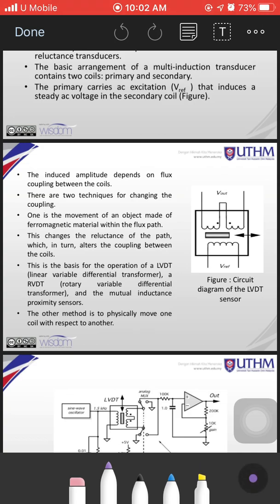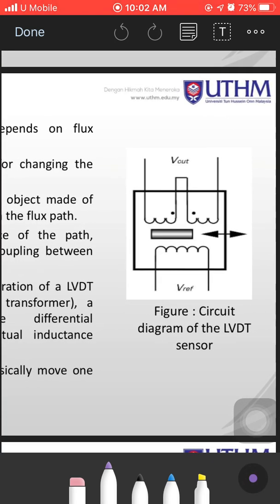So from this figure, this one is the primary coil, this one is the secondary coil. The primary coil usually carries a certain voltage, which we call V reference, that induces a steady AC voltage in the secondary coil. Alright, so the induced amplitude on the secondary coil depends on the flux coupling between these coils. So it depends on the value of magnetic flux.